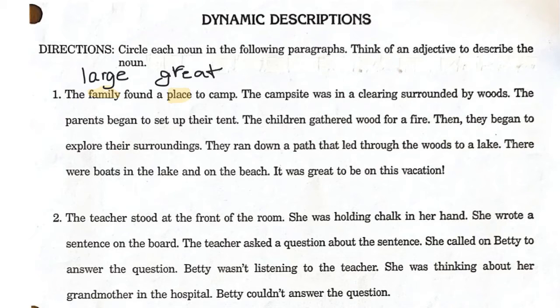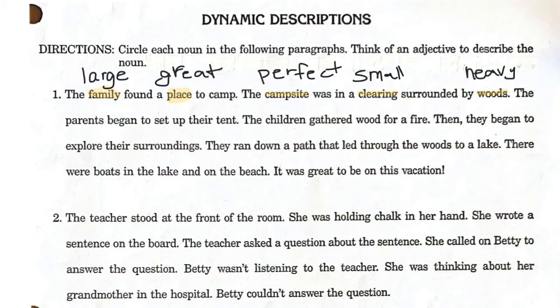In the next sentence, the campsite would be a noun, was in a clearing surrounded by woods. Those three words are nouns. They describe a place. Now I have to go back and think of adjectives. The perfect campsite was in a small clearing surrounded by, how about heavy woods? Heavy, in that case, means just lots of trees, heavy woods.